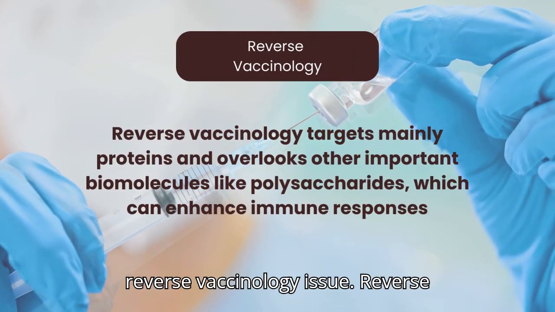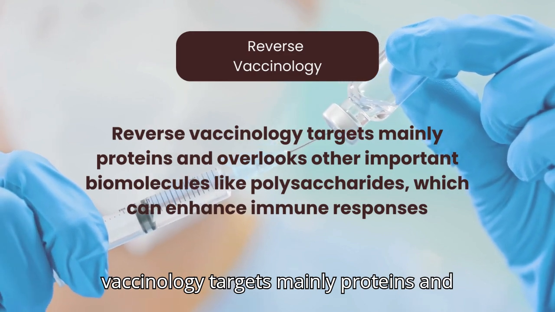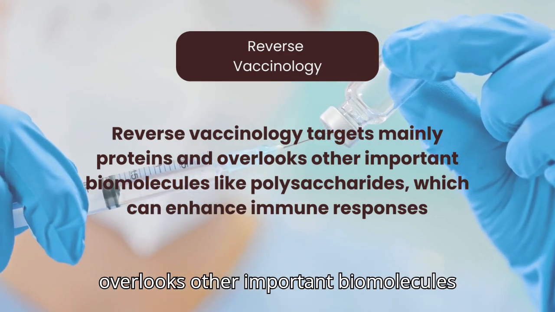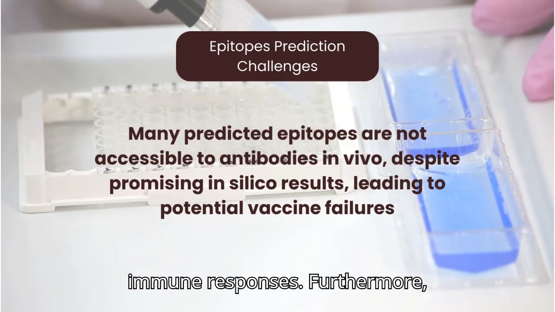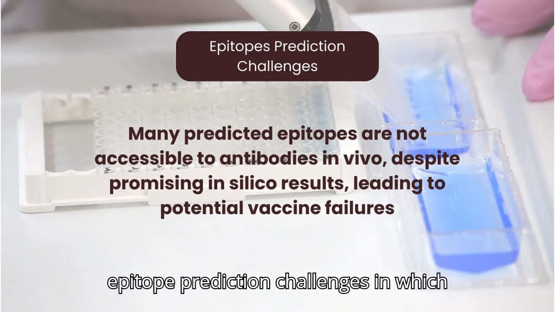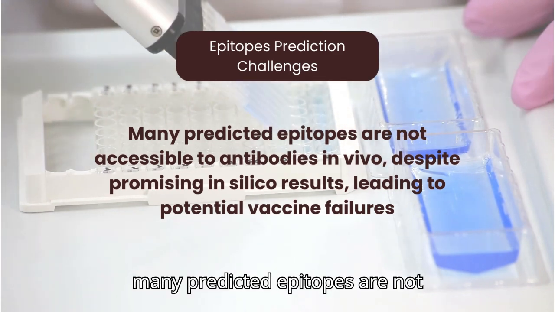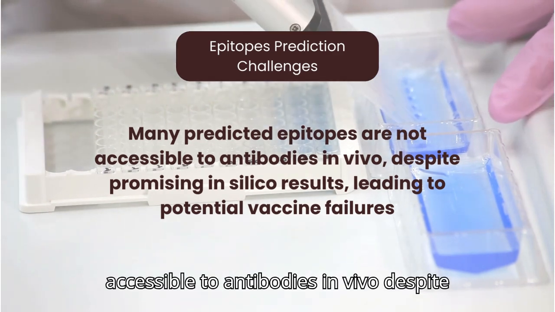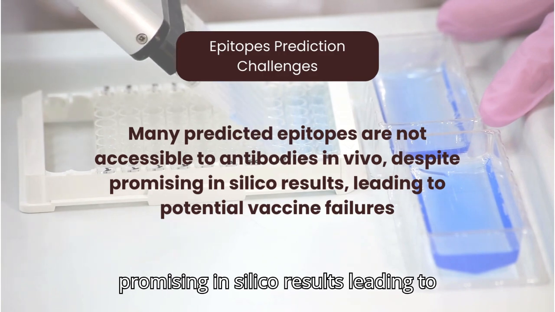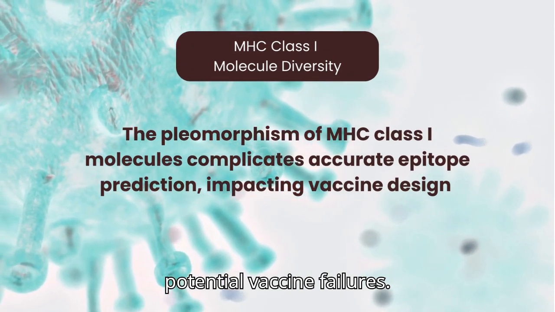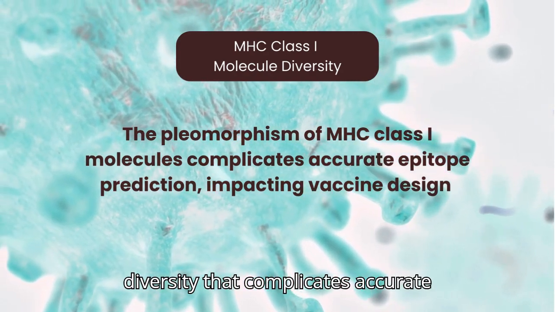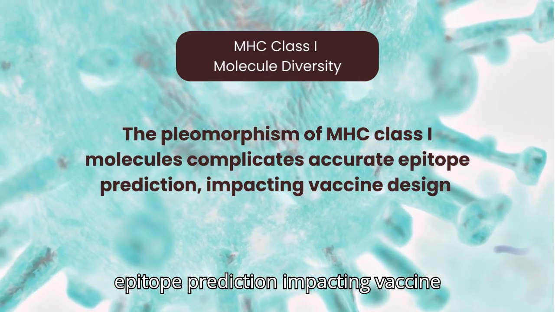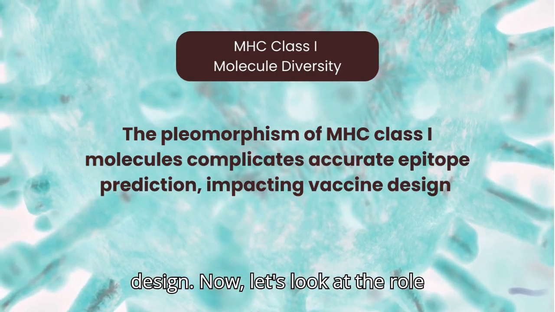Next, the reverse vaccinology issue. Reverse vaccinology targets mainly proteins and overlooks other important biomolecules like polysaccharides, which can enhance immune responses. Furthermore, epitope prediction challenges, in which many predicted epitopes are not accessible to antibodies in vivo, despite promising in silico results, leading to potential vaccine failures. Lastly, MHC class I molecule diversity complicates accurate epitope prediction, impacting vaccine design.